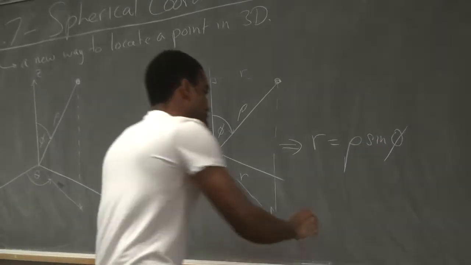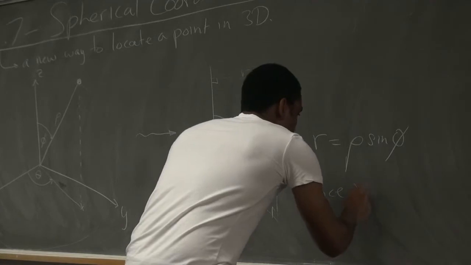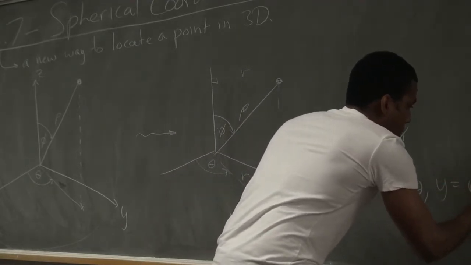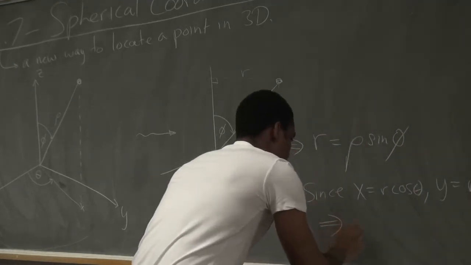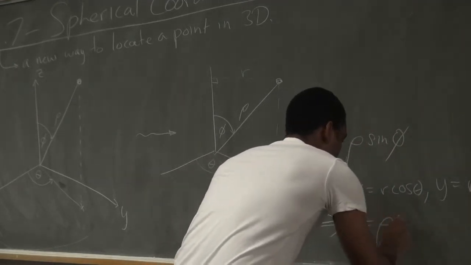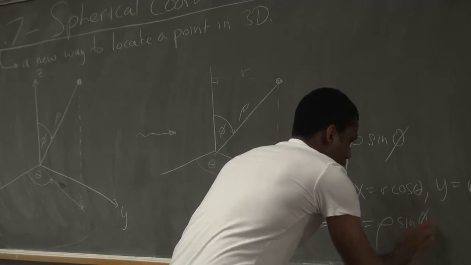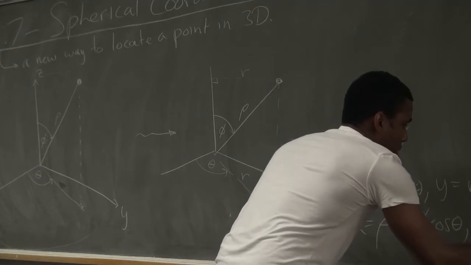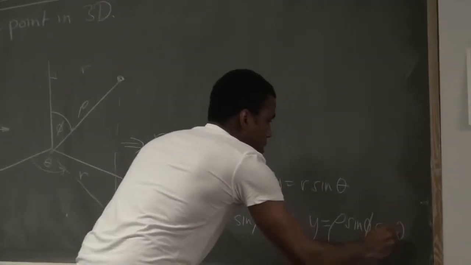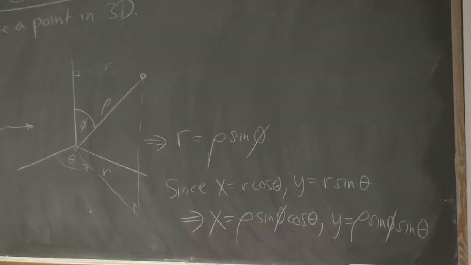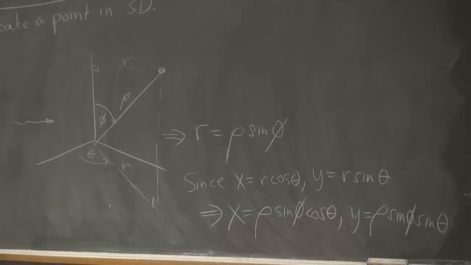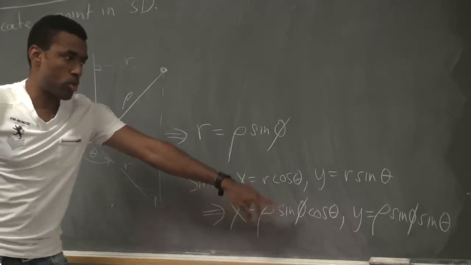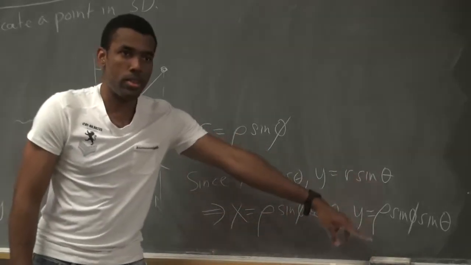In which case, since x equals r cosine theta and y equals r sine theta, this would mean x is rho sine phi cosine theta and y is rho sine phi sine theta. Right? So they sort of get a little bit longer. So when you're talking about spherical coordinates, x is not r cosine and r sine anymore. It's rho sine phi cosine theta and rho sine phi sine theta.